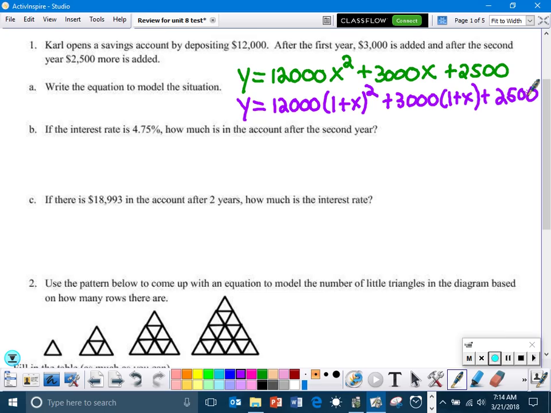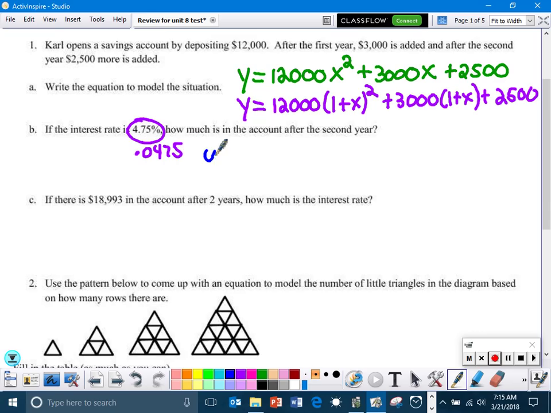Then B. If the interest rate is 4.75%, how much is in the account after the second year? All right, so I'm going to make that into a decimal. Now, if you use the first equation, you've got to put the 1 in it, whereas if you wrote it the second way, the 1's already there. All right, so here we go.